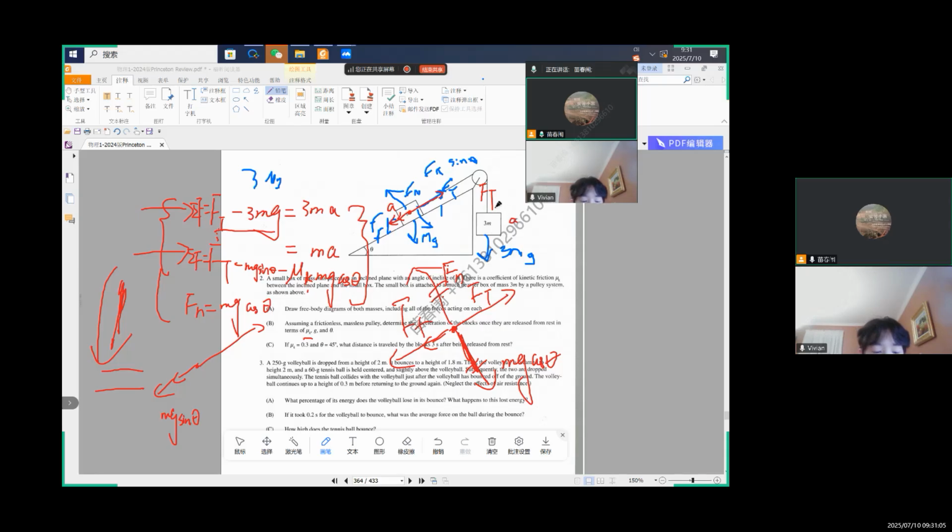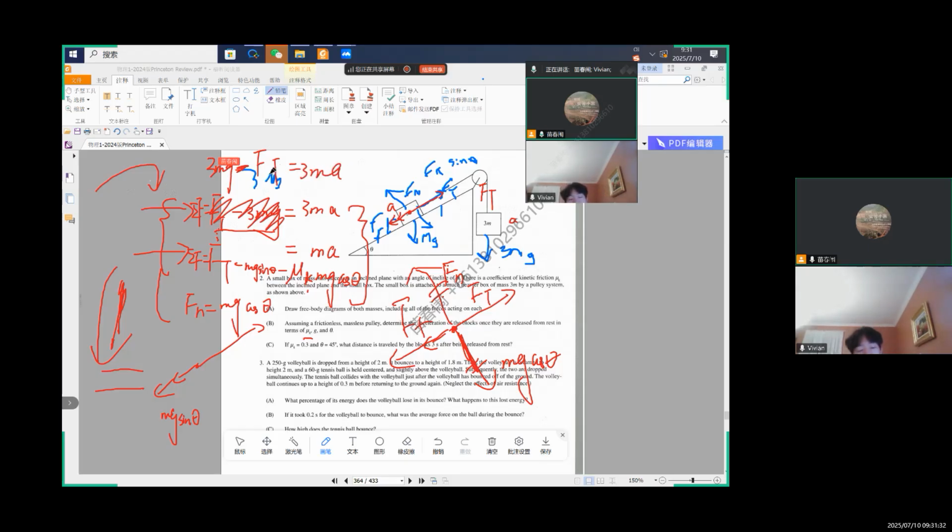Because I haven't thought about which one is greater. 3 mg should be greater, right? Otherwise, you can't really make motion in that direction, right? The only motion you can make is in that direction, right? So 3 mg should be greater. So I'm using 3 mg minus Ft instead of this. Does that make sense? 3 mg minus Ft equals 3 ma.